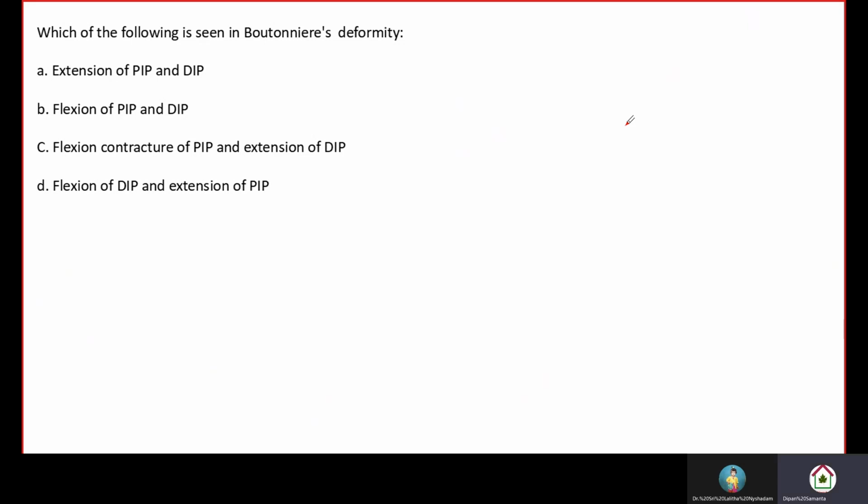Which of the following is seen in Boutonniere's deformity? Extension of PIP and DIP, proximal interphalangeal and distal interphalangeal joints, flexion of PIP and DIP. So extension of PIP, DIP, flexion of PIP, DIP. Flexion contracture of PIP and extension of DIP. Flexion of DIP and extension of PIP.